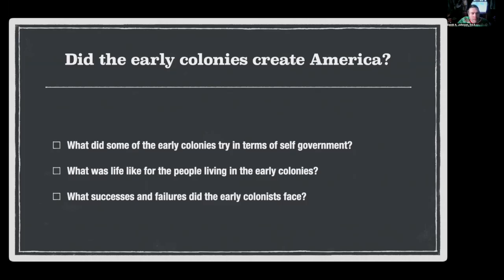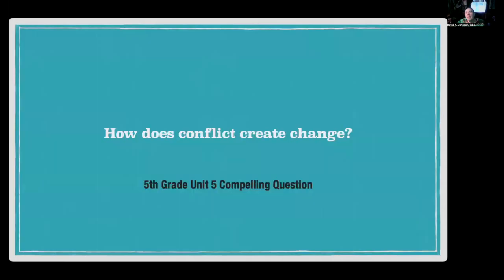But we finish up with, what successes and failures did the early colonists face? This is kind of important because for every successful colony, there were some not as successful colonies. I'm looking at you, Roanoke. So, what successes and failures did those early colonists face?